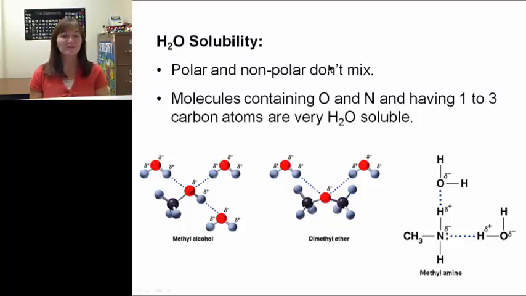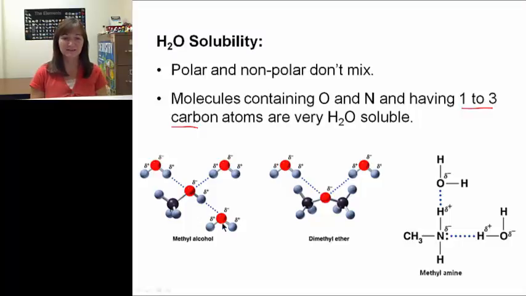Polar and nonpolar do not mix. Remember we talked about likes dissolve likes, and oil and water don't mix because water is polar and oil is nonpolar. So molecules that contain oxygen and nitrogen, which we said were going to be polar, and have 1 to 3 carbons are going to be soluble. So you want to memorize that. Okay, if your molecule has oxygen and nitrogen and has 1, 2, or 3 carbons, you're going to say it's soluble. If it has 4 or more carbons, it's going to be non-soluble.